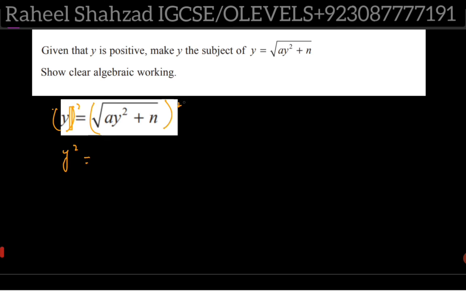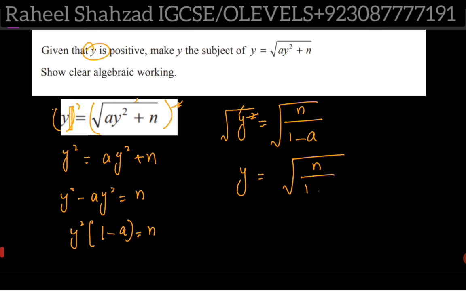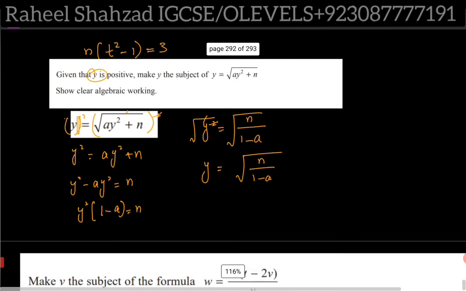So y square equals ay square plus n, and remember, given that y is positive, we need to make y the subject. So y square minus ay square is equal to n, and you take y square common, that is y square times 1 minus a is equal to n. So y square is equal to n divided by 1 minus a, and at the end, in order to remove the square, we need to take square root on both sides. So y equals the square root of n divided by 1 minus a. This is the answer, the subject of the formula.